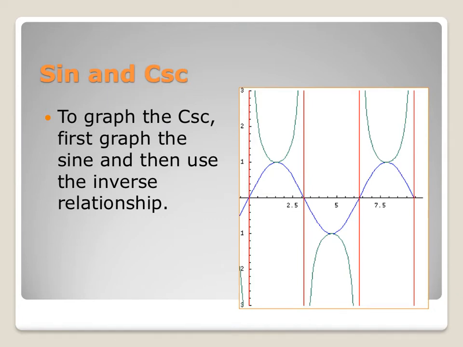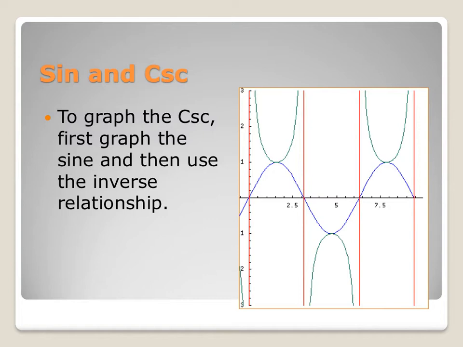Since the cosecant is the reciprocal of the sine curve, all we have to do to graph it is flip the sine curve. To make that happen, we're going to be drawing some asymptotes, and we'll discuss in a second where those go. And we're going to take the actual blue function that is the sine curve and then flip it to become the cosecant. So this green curve is going to represent the cosecant.